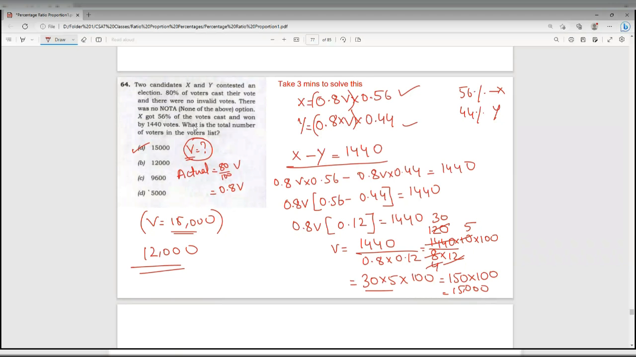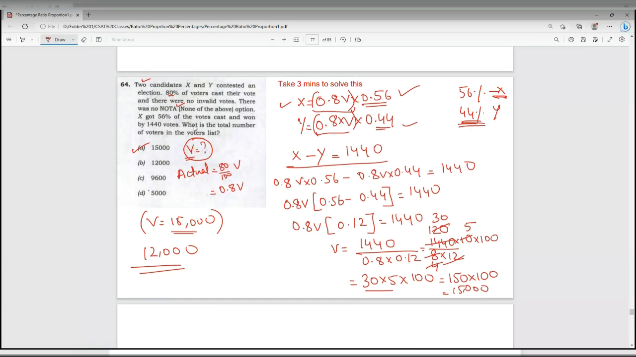So I've taken that 80% of the voters cast their vote, and there was no invalid vote. So the total number of votes cast is 0.8 into V. We had taken V as total votes. And in that, 56% have opted for X. So 56 by 100, that is 0.56. And for Y, the remaining people, because there are only 2 candidates and there was no NOTA. So 56% have selected X, and the remaining 44% would have voted for Y. So that 44% is here.